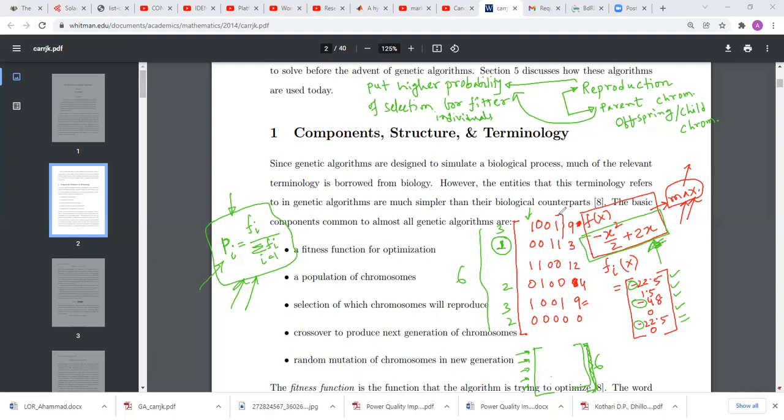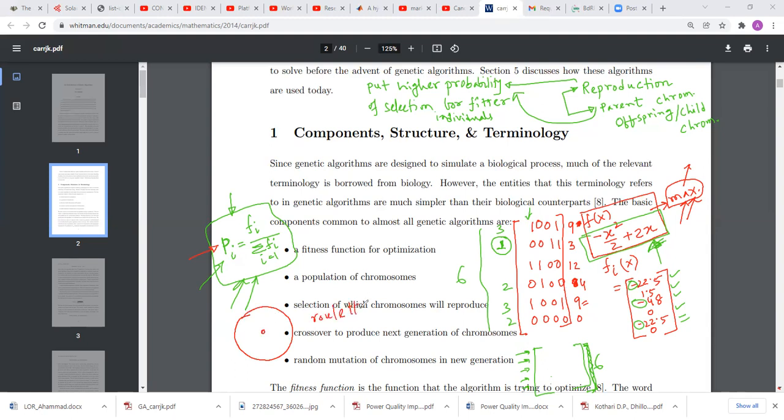Okay. Now the question is, how am I going to do it? So I know the probability. So what I will do, I will now take help of a concept known as the Roulette wheel selection.